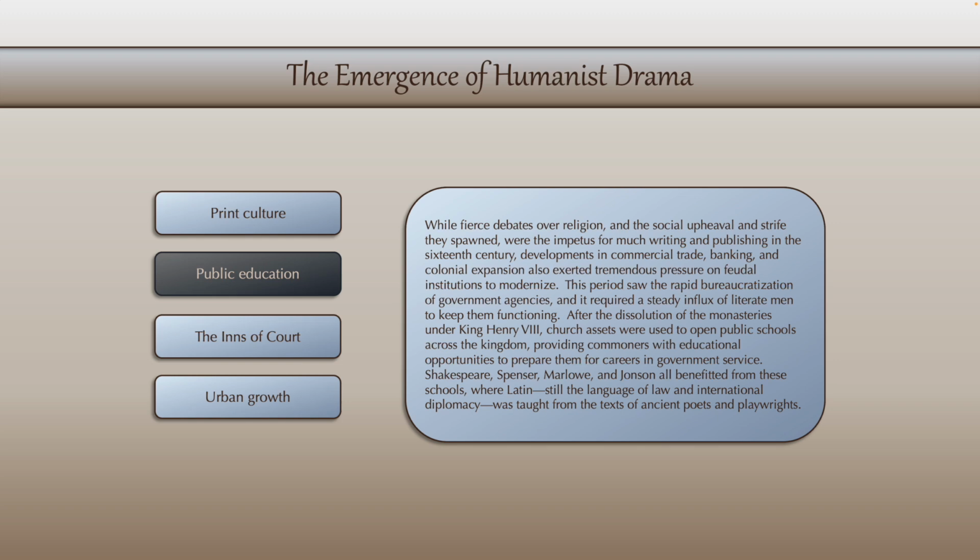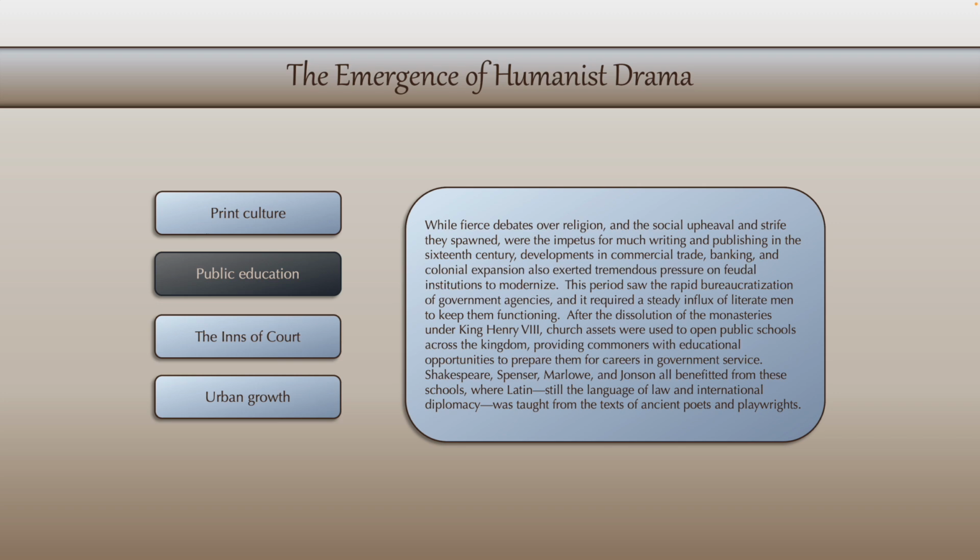keep these agencies functioning. So after the dissolution of the monasteries in the 1530s under King Henry VIII, church assets were used to open public schools across the kingdom, and this really accelerated under Henry VIII's son. And these schools provided commoners with educational opportunities to prepare them for careers in government service.